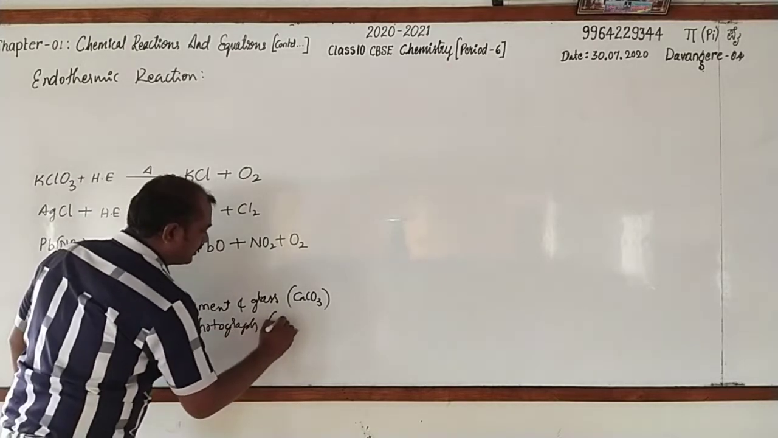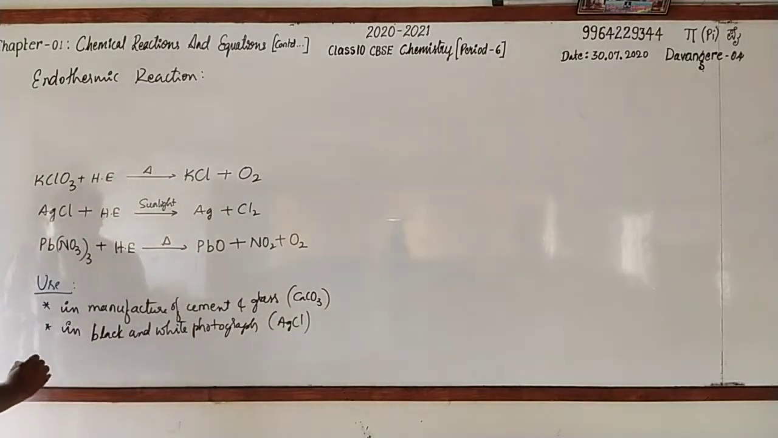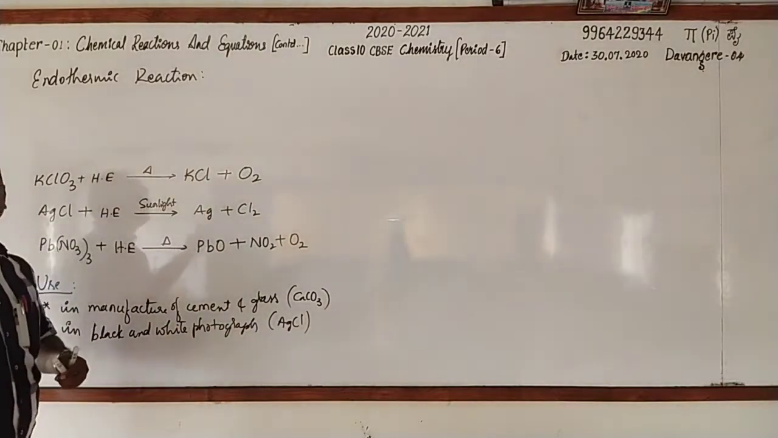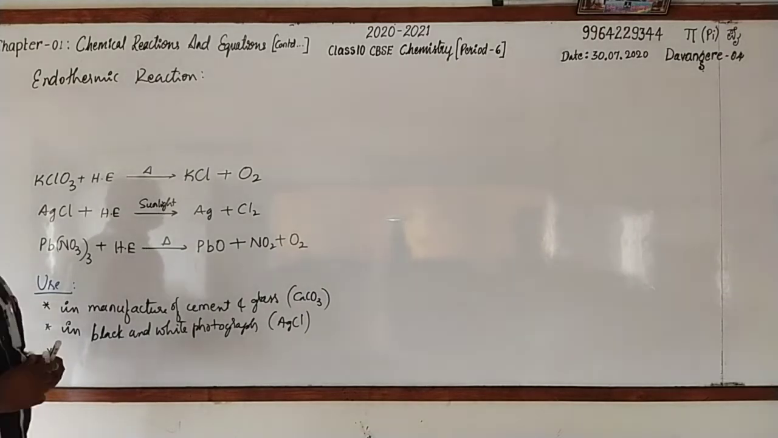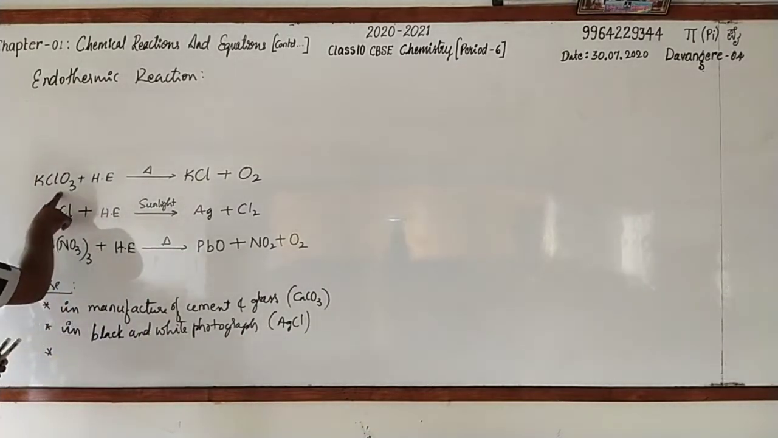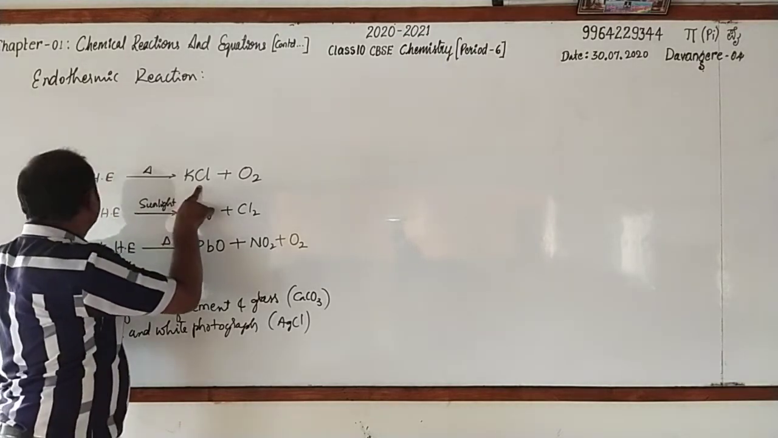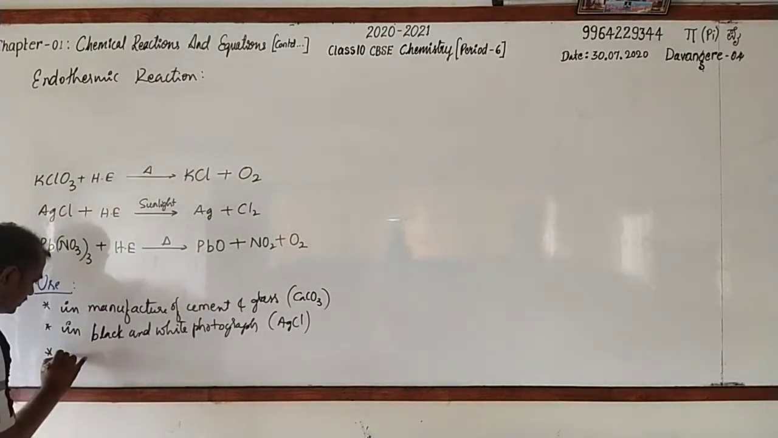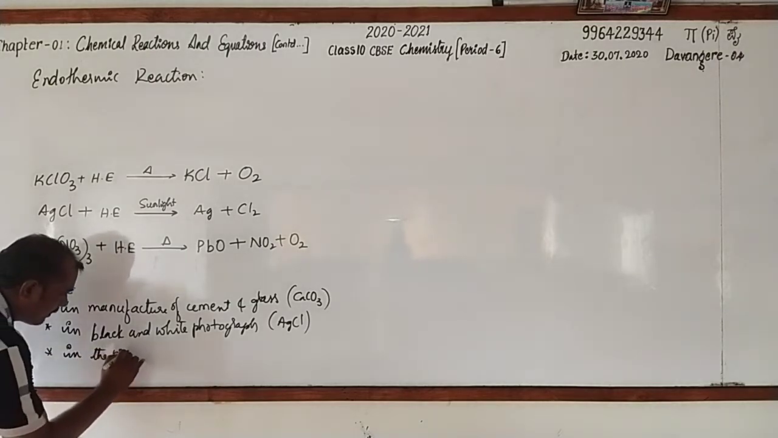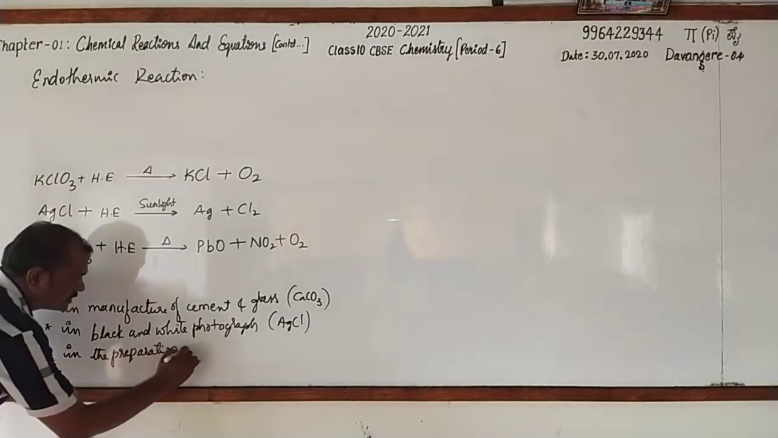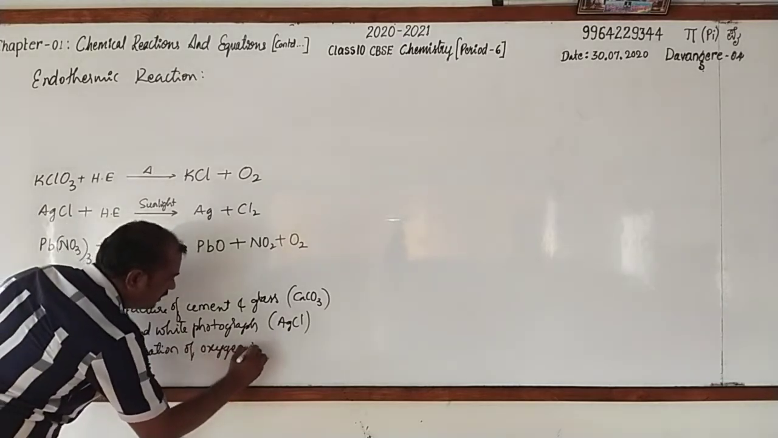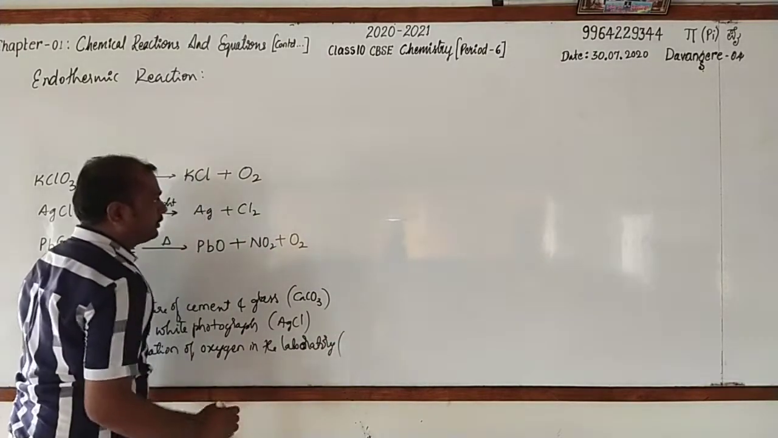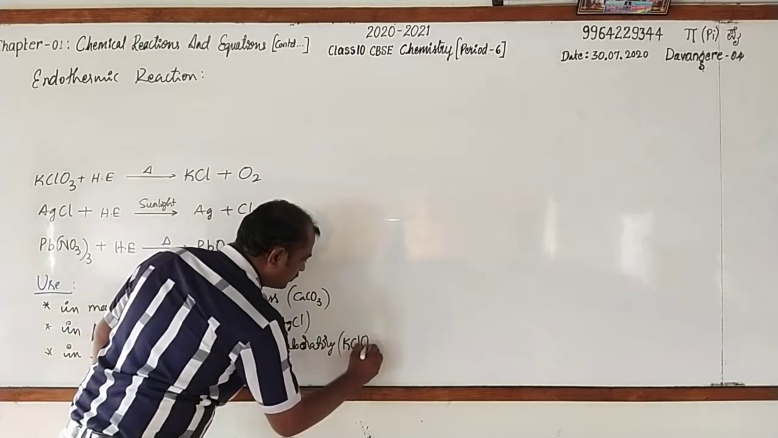Just as an example, AgCl. Not only this, decomposition reaction is also used in the preparation of oxygen in the laboratory. I have already given you one example: when potassium chlorate is heated, it produces potassium chloride and oxygen. See that oxygen is obtained. So it is used in the preparation of oxygen in the laboratory. Here in brackets I'll write KClO3.